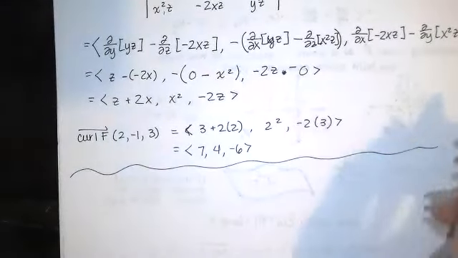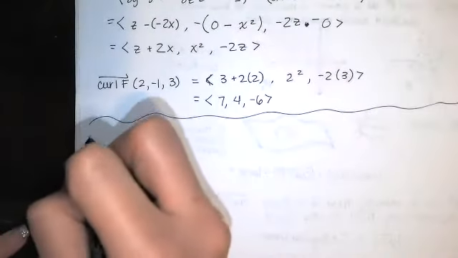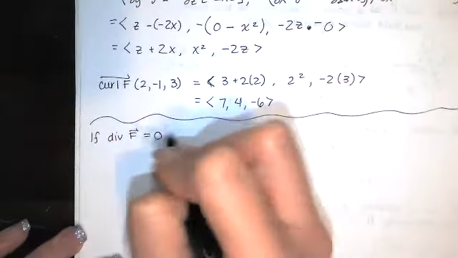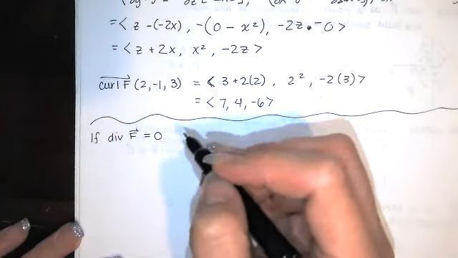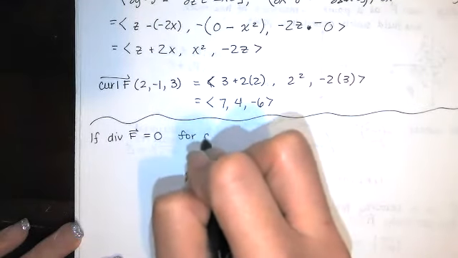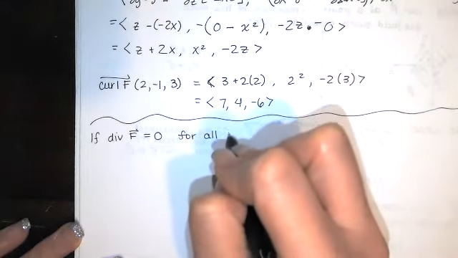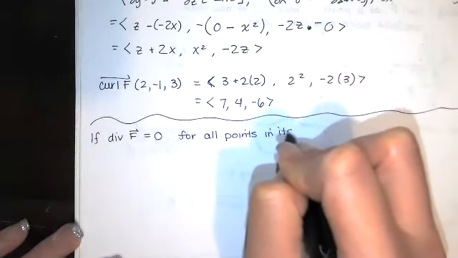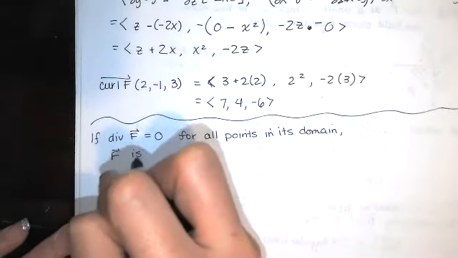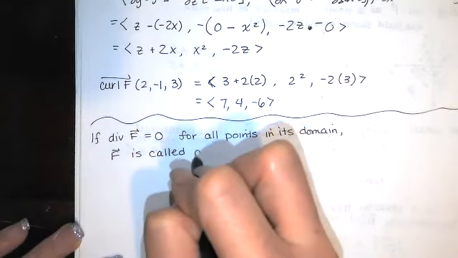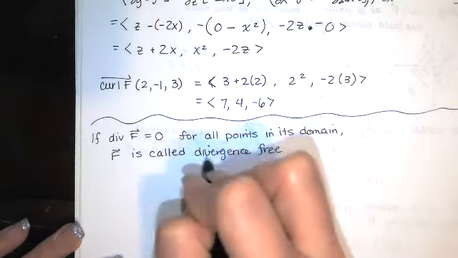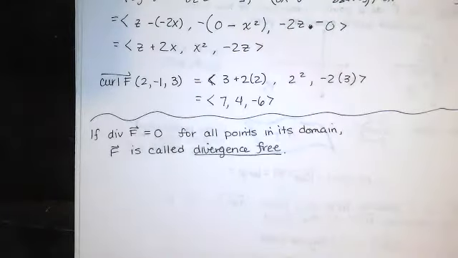A couple of other things I just wanted to share with you. If the divergence of F is 0 for all x, y, z, let's just say for all points in its domain, because we could be in 2 dimensions or 3 dimensions, then we say that F is divergence free. That means there are no sources or sinks anywhere.